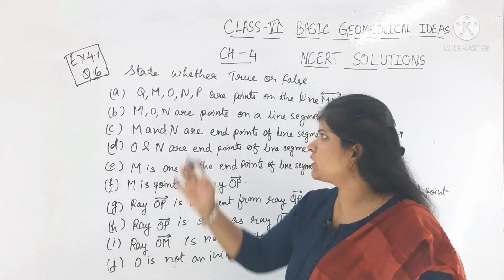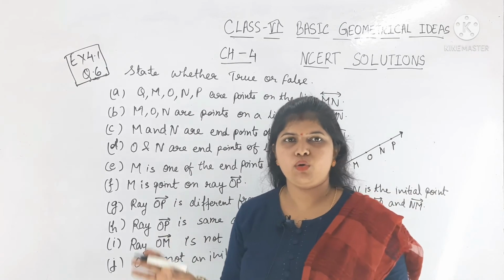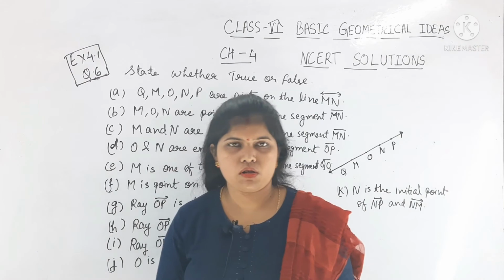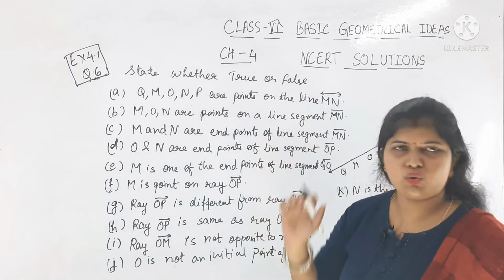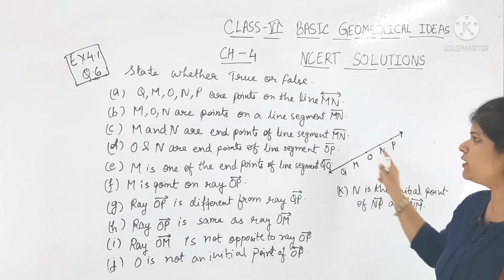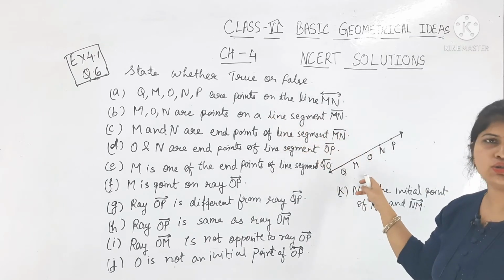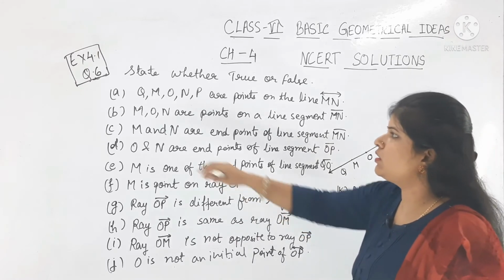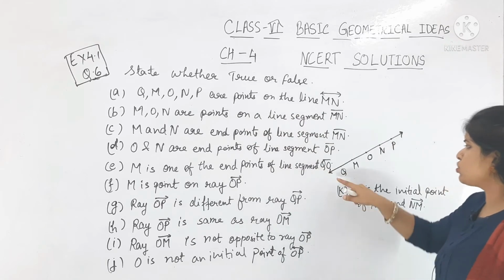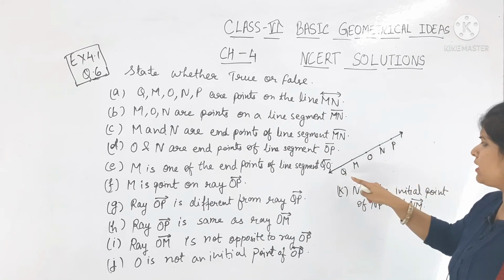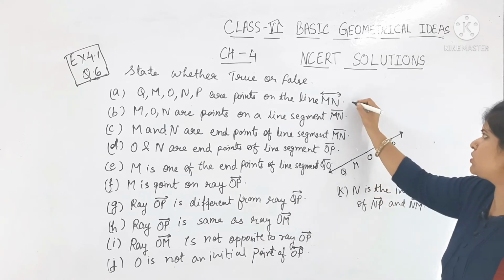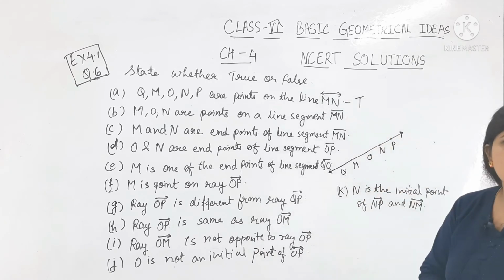Okay students, let's see the last question of this video, that is question number 6. You have to state whether the statement is true or false. So I am writing T for true and F for false. Here you have to see this figure, and by this figure see whether the statement belongs to it. Number first is Q, M, O and P are points on line MN. So this is the line MN, right, and these are the points Q, M, O and P. So this is the true statement. So I am writing T for true.